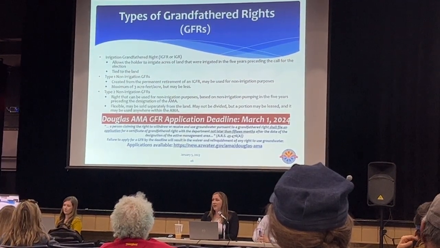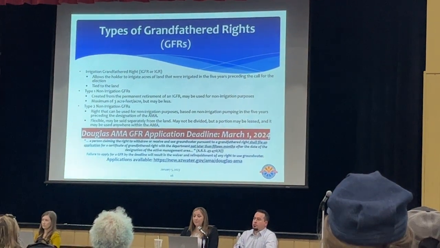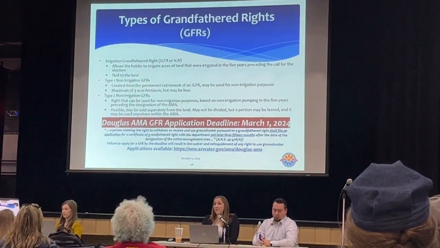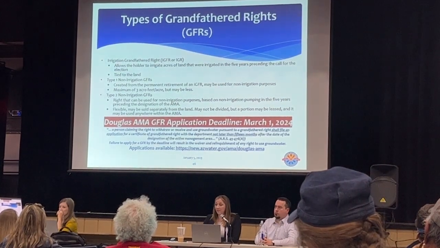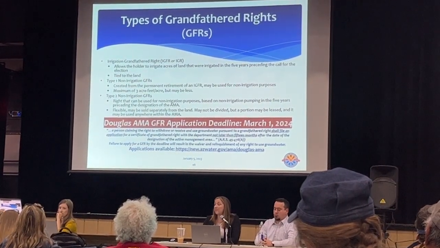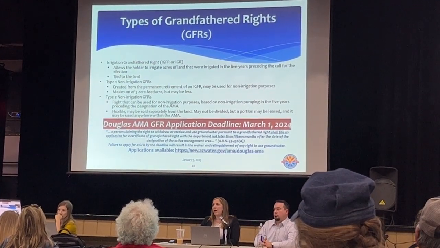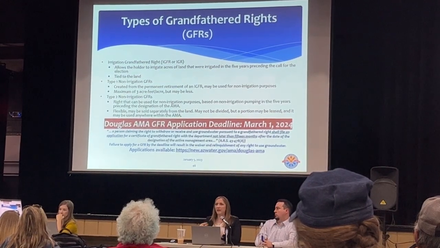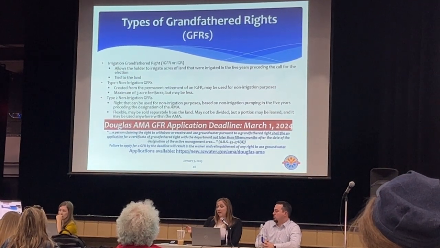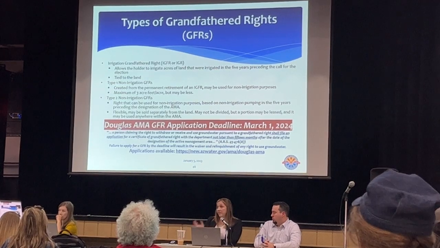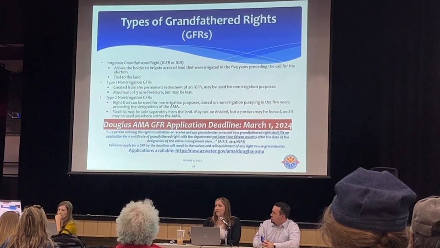Type 2s are our most flexible type of non-irrigation right. So a type 2 is established based on non-irrigation use that was occurring prior to the establishment of the AMA, in the 5 years prior to the designation of the AMA. So an example of this might be a hospital or an airport or a school that is using more than 10 acre-feet of water per year, that was a non-irrigation use that was occurring in the 5 years prior to the AMA. So they would be examples of something that might apply for a type 2.